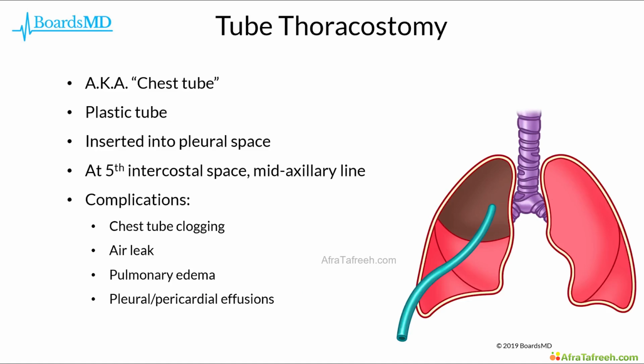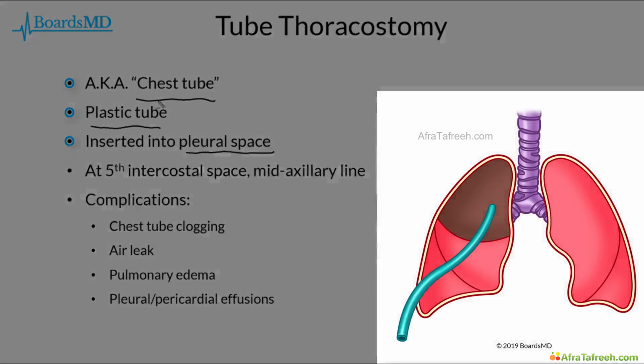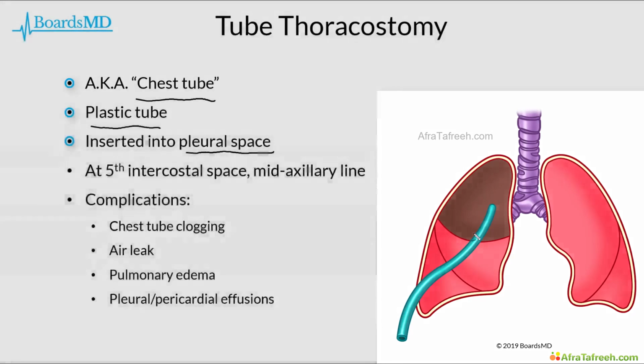Now, we should note right off the bat here that when we say tube thoracostomy, this is really the same thing as a chest tube. And this is essentially a plastic tube that is inserted into the pleural space, hence a chest tube. And we have included a schematic of a chest tube on the right-hand side of the presentation, where you can see that we are simply inserting this plastic tube into the pleural space in order to drain fluid, for example in the case of a hemothorax.